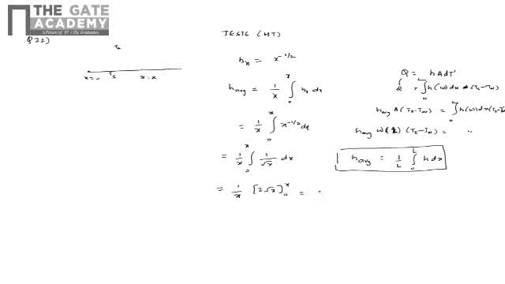So let's calculate. 1 by root x is basically x power minus half, and the integration of it will be x to the power of minus half plus 1, divided by half. So it is 2 root x. So this value comes out closer to 2 by root x. So this is h average.